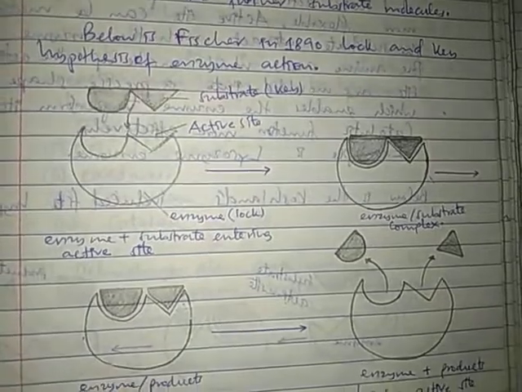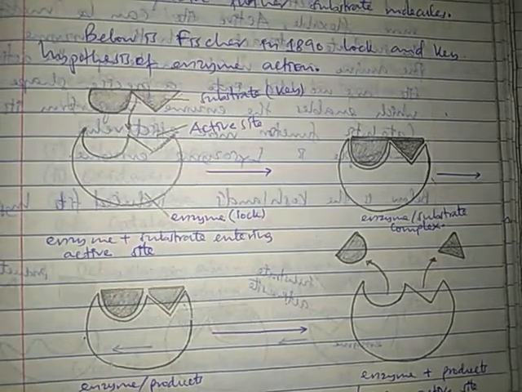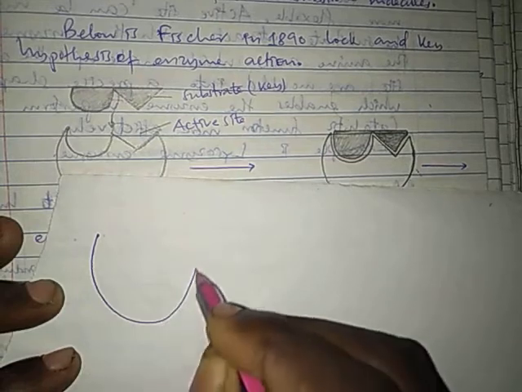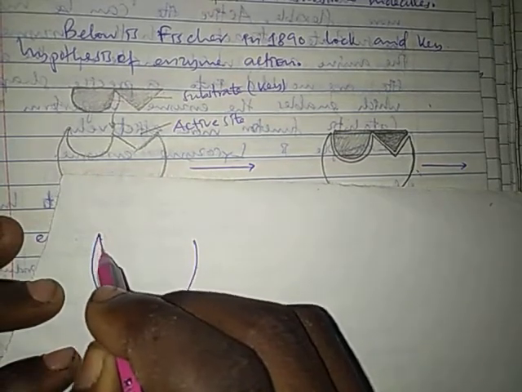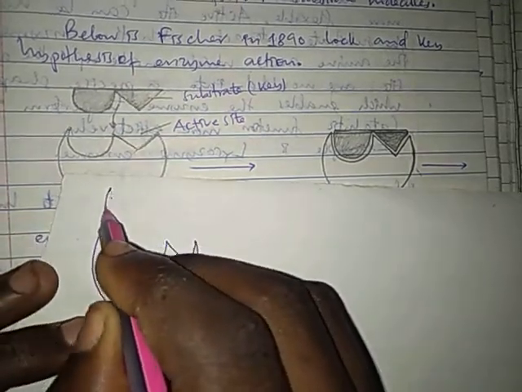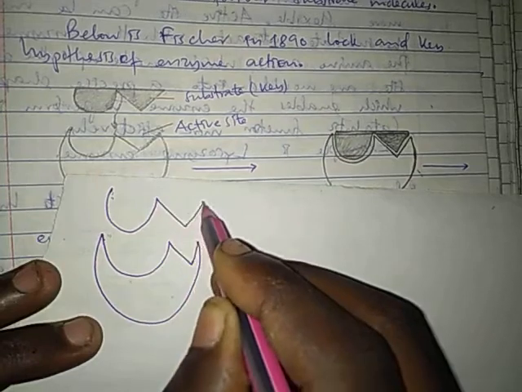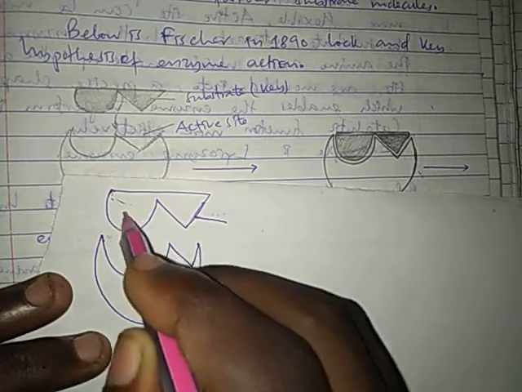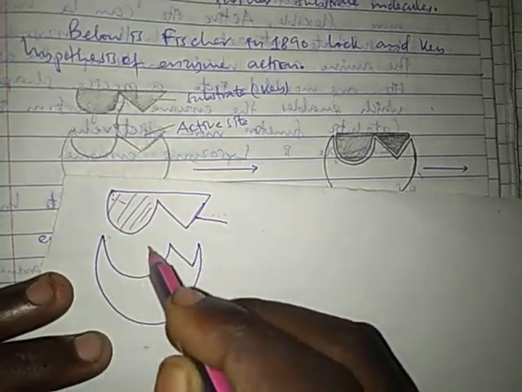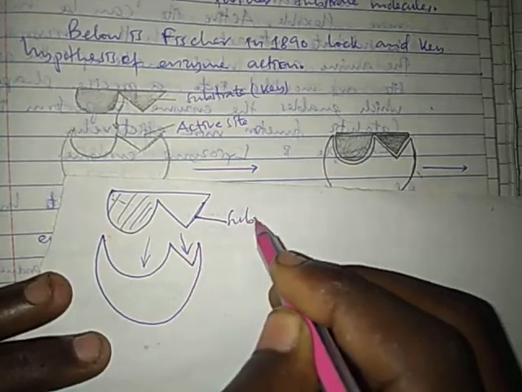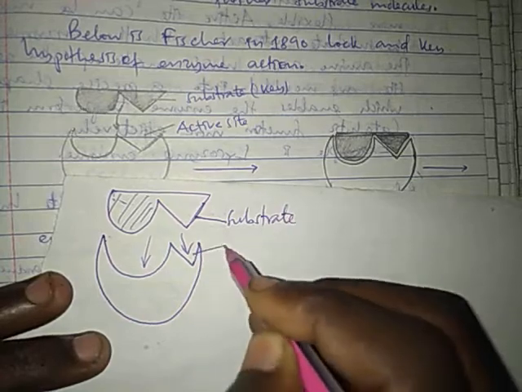Kwa hii hapa ndio illustration ya Fischer hypothesis ya mwaka 1890. Fischer alisema ni kwamba if we have here an enzyme. Assume this is our enzyme, and then here is our active site. So according to Fischer, if this is our substrate, he said that the shape of the substrate, hii shape ya substrate huku itafanana moja kwa moja na shape hii hapa. Kwa hiyo hapa ni kwamba huyu ndo substrate, huyu hapa ndo active site.